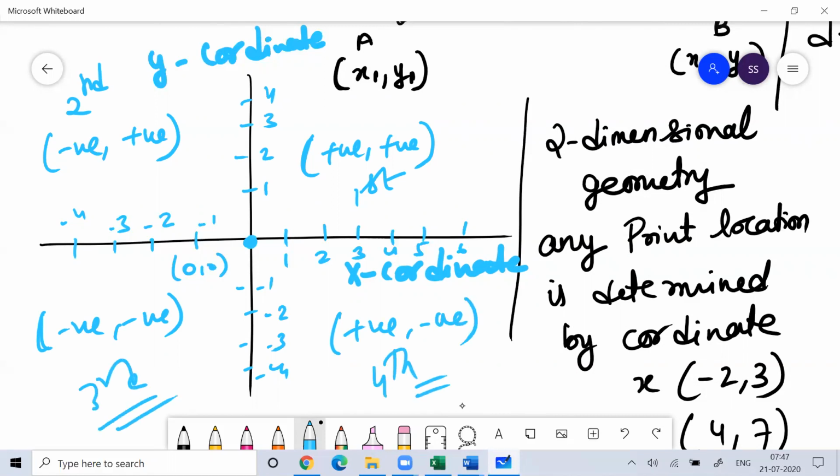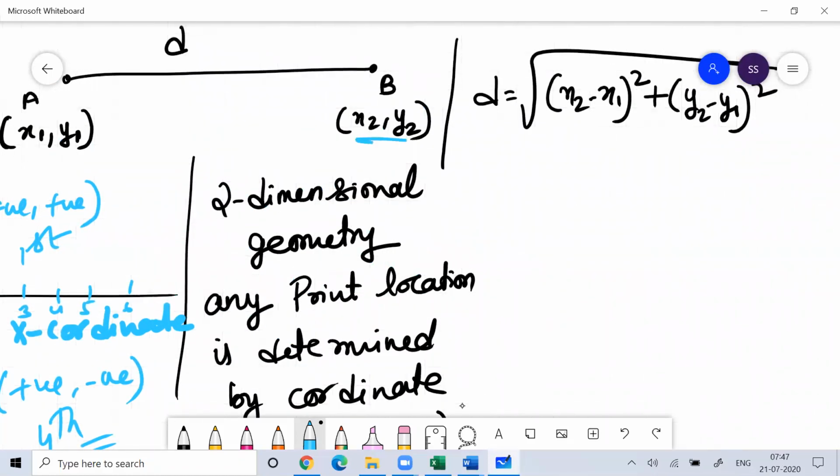So then we are there in the fourth quadrant, where this x and y value. Whenever you see this x and y, any point in two dimensions is represented with the dimensions x and y.